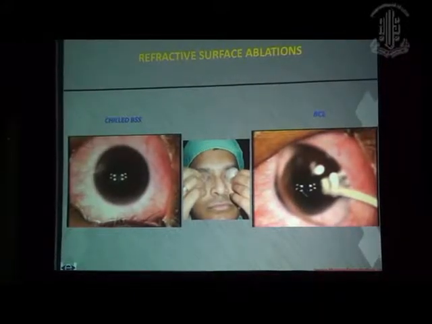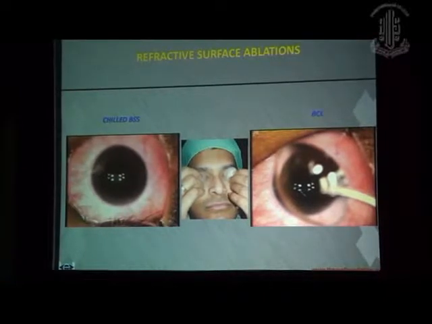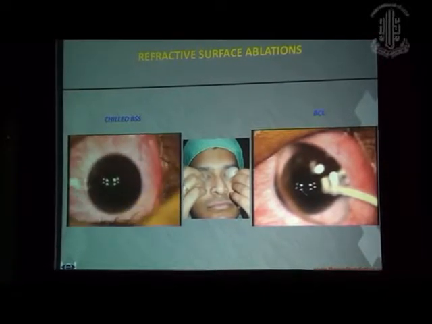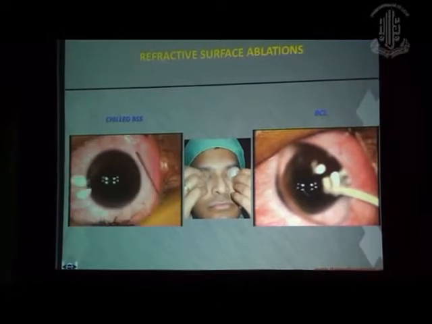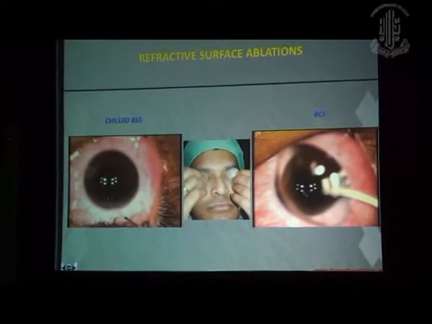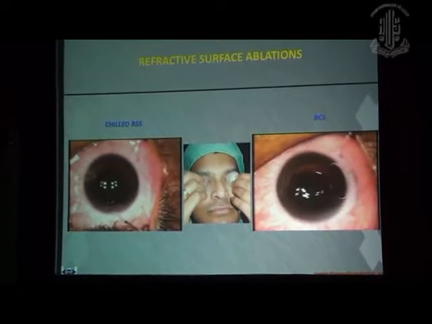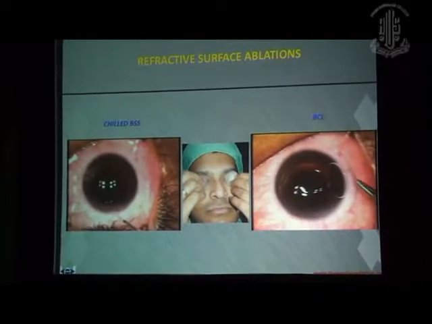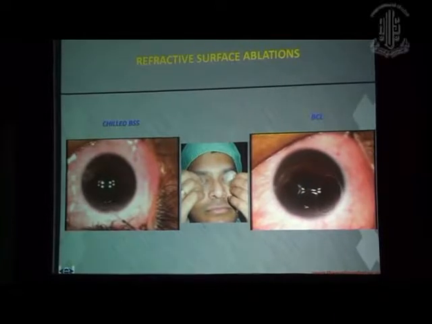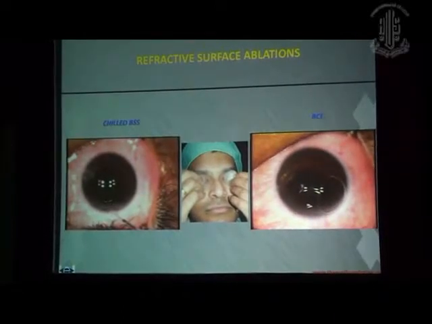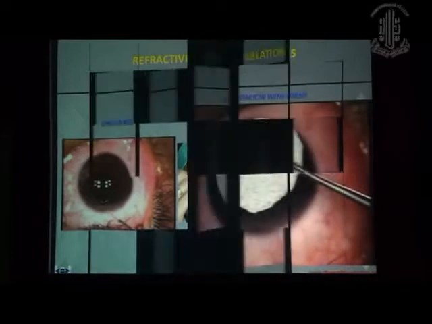To address the pain, which is the bugbear with surface ablation, you should use ice packs for 15 minutes before doing the procedure. You should use chilled BSS before starting the ablation. And following the treatment, you should place a bandage contact lens, which allows the epithelium to regrow, re-epithelialize. The patient covered with painkillers is fairly happy by the end of the day.